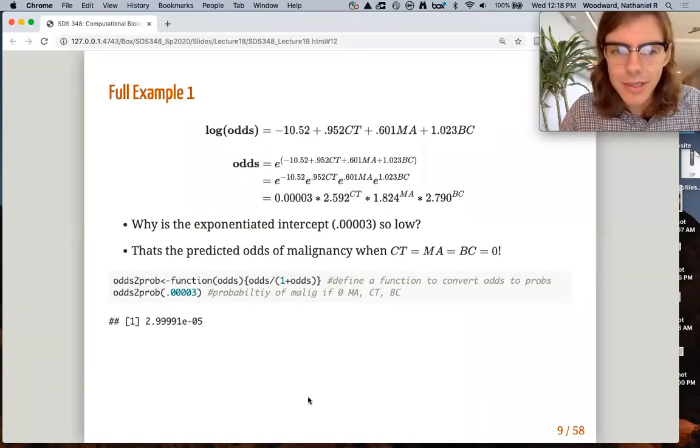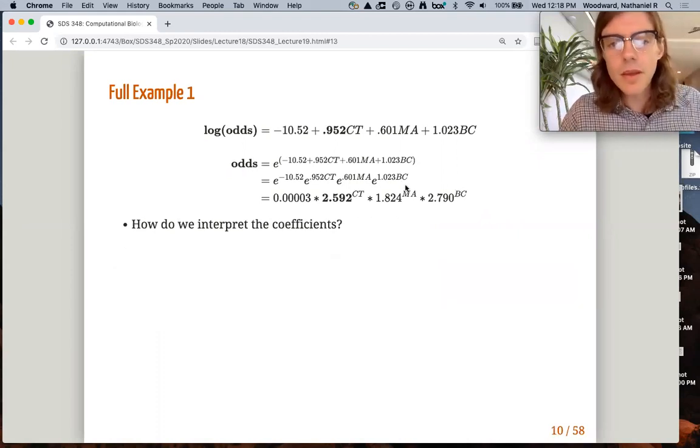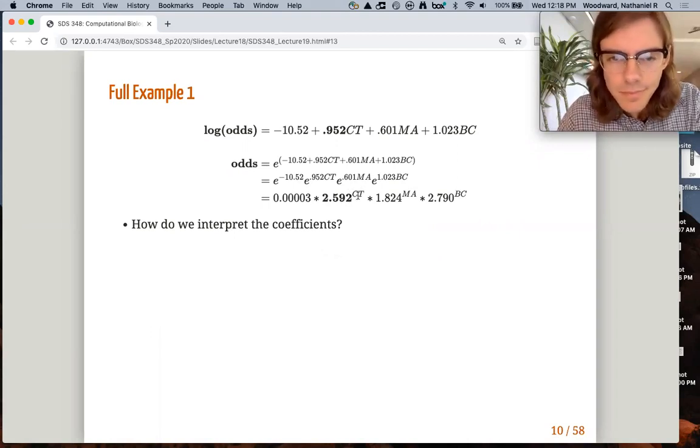Very small probability, and it makes sense. These things are all very positively associated with malignancy: clump thickness, marginal adhesion, bland chromatin. So when they're low, the probability of having a malignant tumor is very low. What about these other coefficients though? So 2.592 for clump thickness. How do we interpret that? We know this intercept is the predicted odds when everything else is 0, when all the coefficients are equal to 0.